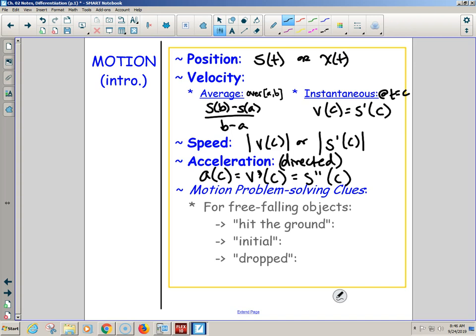Motion problem solving clues for free-falling objects. Guys, these are things that are going to be really helpful in the word problems for the homework that's due Thursday night. So we could say, hitting the ground, my position is 0 because you're on the ground, splat.